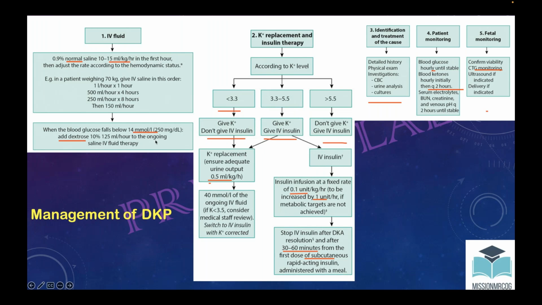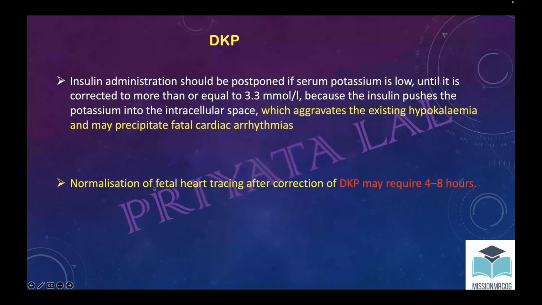Questions will come from the IV fluid numbers, from the insulin doses, and from what type of treatment depends on the potassium level. So this is very important to know for the management of diabetic ketoacidosis of pregnancy. This part I have already explained. Another line I want to tell you, because a question comes from here.